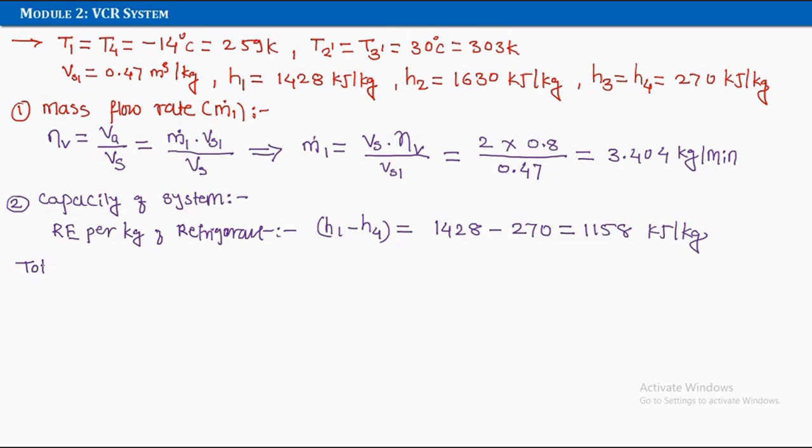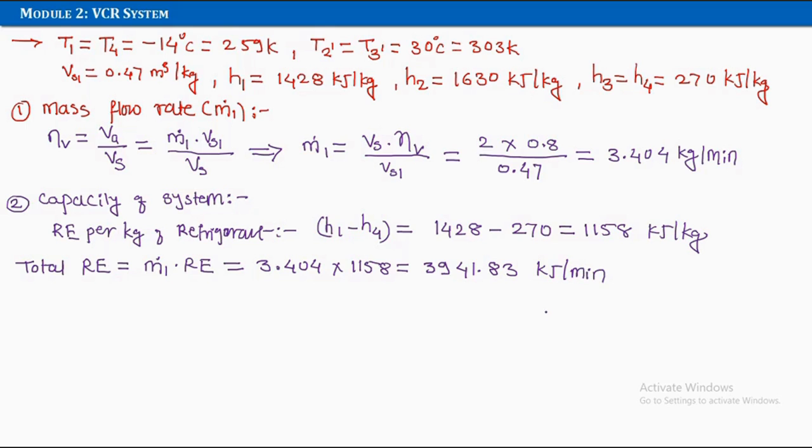So the total refrigerating effect, what is that? It is equal to m.1 into refrigerating effect per kg. Put the values: 3.404 into 1158. So it comes out to be equal to 3941.83 kilojoule per minute. That is the total refrigerating effect.